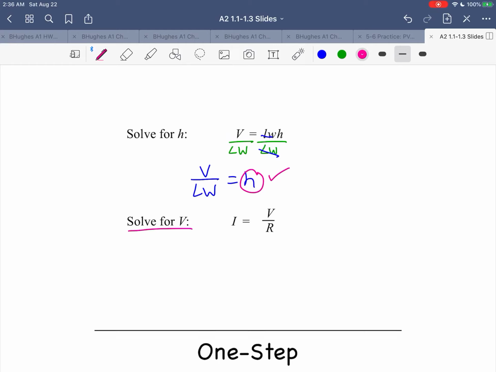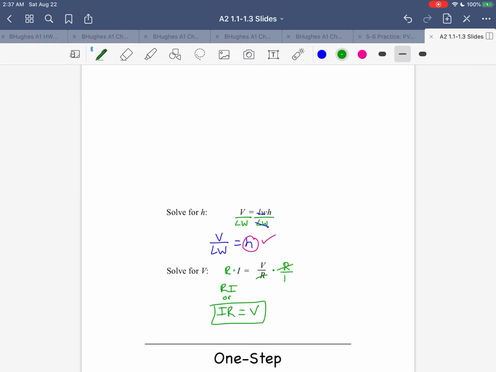All right, now for the second one, it says solve for V, but right now it's solved for I. So where's the V at? Well, the V is in the numerator of a fraction, and a fraction means that it's being divided. So V is being divided by R. So what's the opposite of dividing by R? Well, you should remember that that means to multiply by R, or R over 1. So that's going to make the R's cancel, and I get Ri, or, well, I usually say it in alphabetical order, IR, and that equals V. V is equal to I times R.